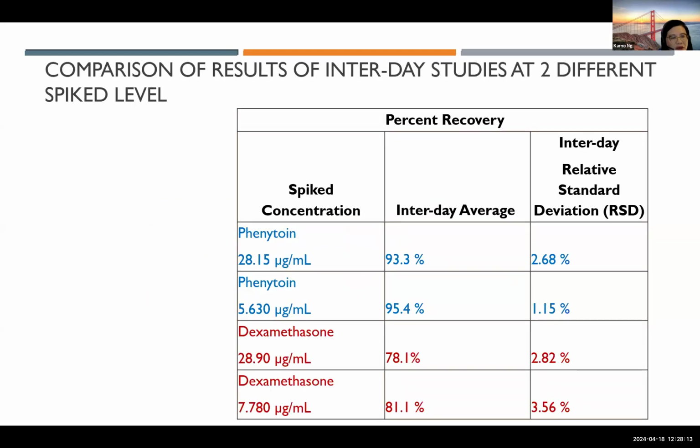So this is just a comparison. At the original spiking level of about 28.15 microgram per mil for both drugs, the phenytoin and dexamethasone, compared with the 5 times lower spiking level, as you can see, the RSD is comparable and the percent recovery is also comparable.